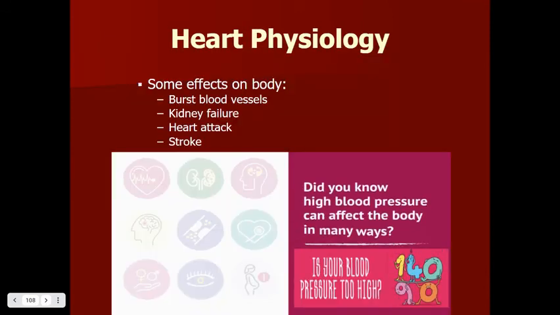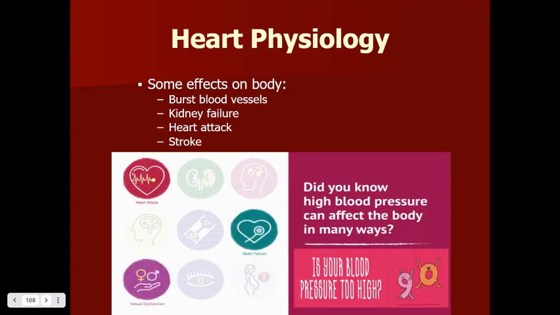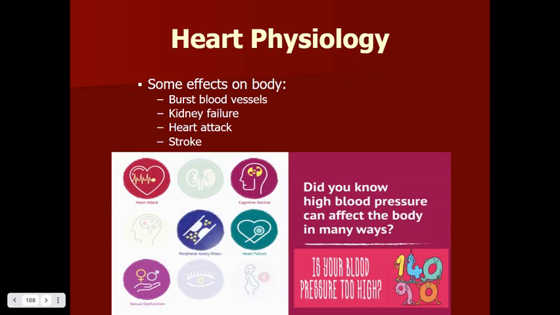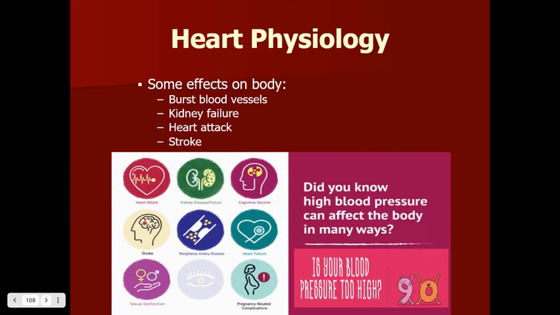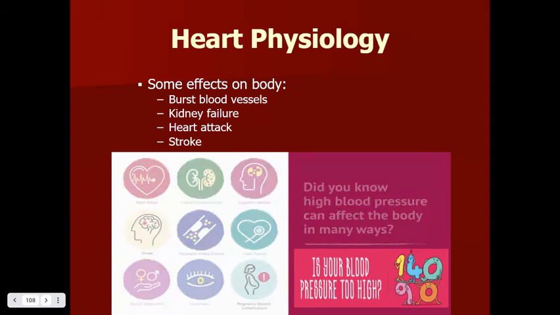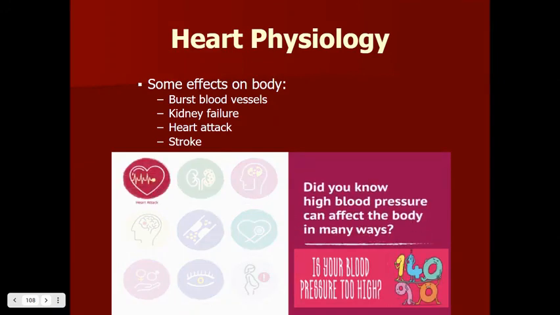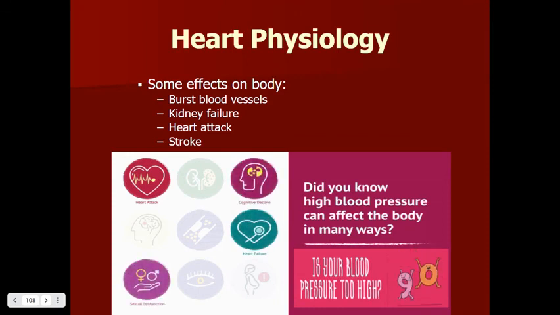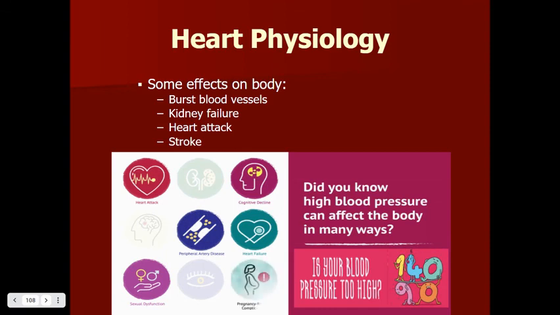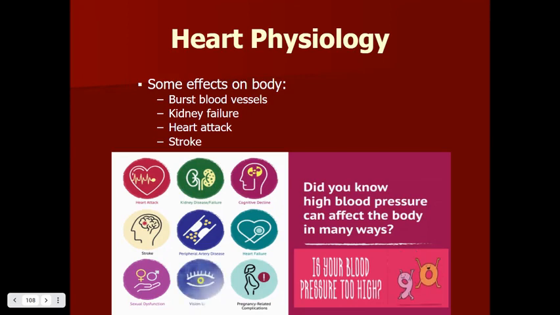Some effects of high blood pressure on the body: it could burst blood vessels, it could cause kidney failure, heart attack, and stroke. One reason that we oftentimes see kidney failure as one of these risks or warning signs with different conditions is that if your kidneys start to fail, that means that your other organs are probably going to start failing. So kidney failure is a sign that the rest of the body could be following.